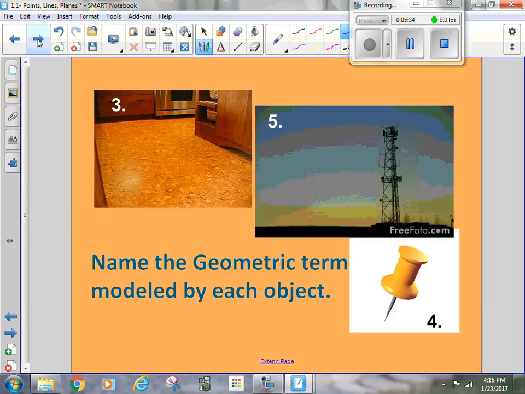So I want you guys to name the geometric term modeled by each object. So if you think about a floor, is that a point, a line, or a plane? Right, that would be a plane. 5 is a cell phone tower. Is that a point, a line, or a plane? Correct, that is a line, because it just goes up and down. And it also extends on forever because it's sending signals up. And then a push pin is a point.